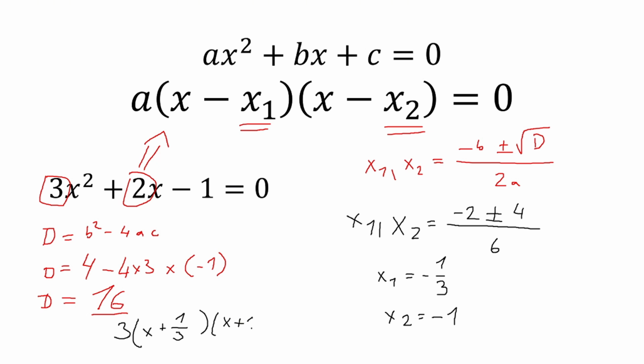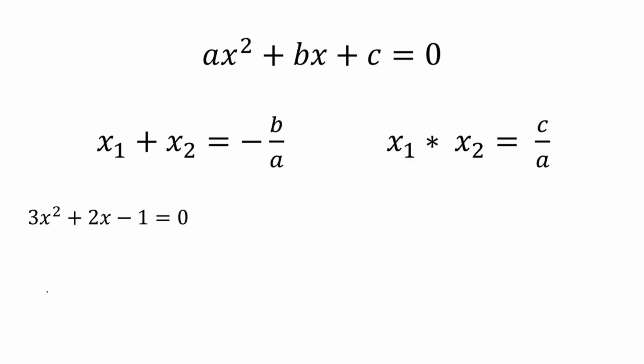x plus 1 is equal to 0, just like so. Another thing which is important to mention is that the solutions of the quadratic equation have certain relationships between each other. For example, x1 plus x2 is equal to negative b over a, and x1 times x2 is equal to c over a. So over here you have the same quadratic equation like from before.